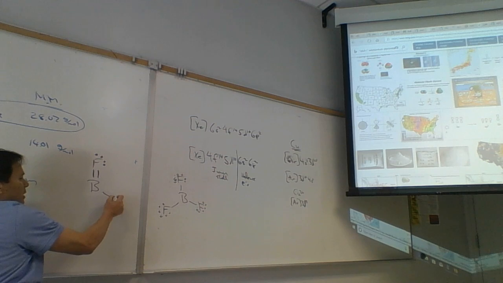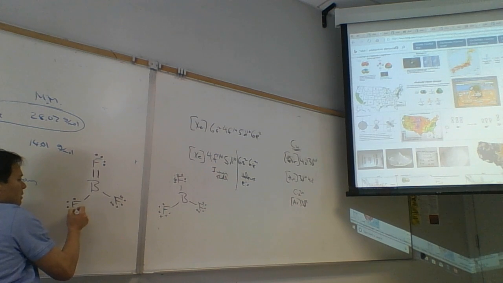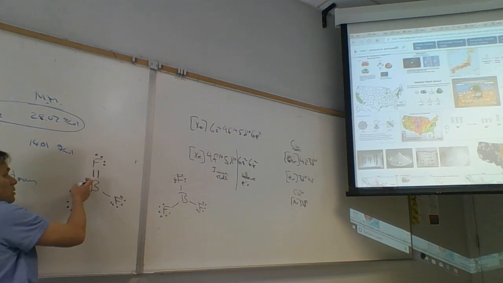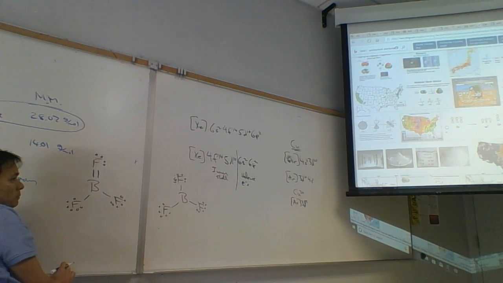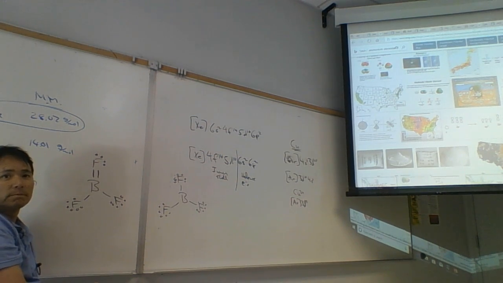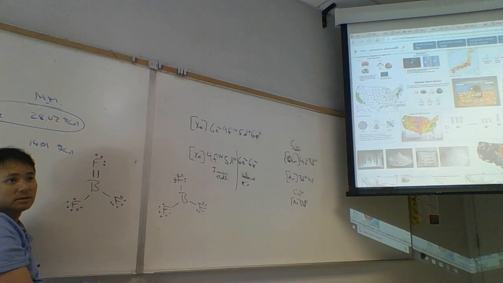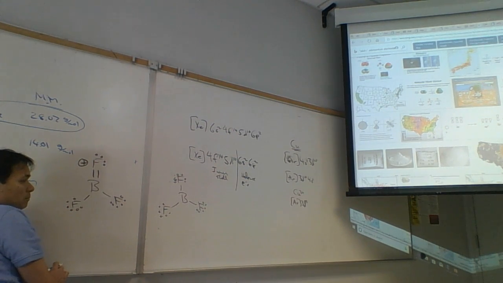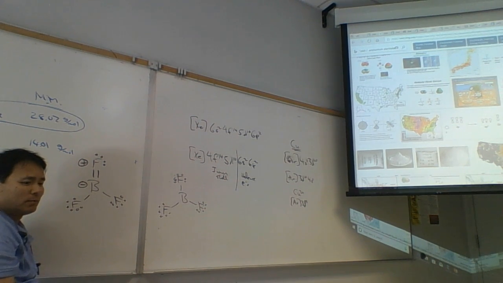If we form a double bond like this, then everybody has an octet. If everybody has an octet, it should be good, right? But then you also have to consider formal charge. Now, the formal charge here is, fluorine's going to have what formal charge in this case? What is it? +1. And boron has a formal charge of -1.